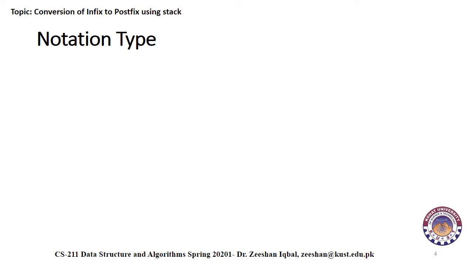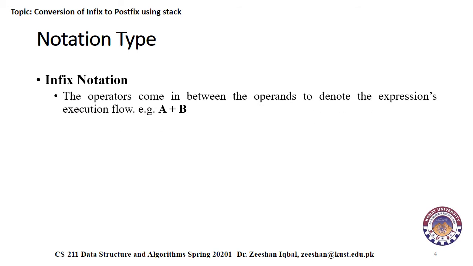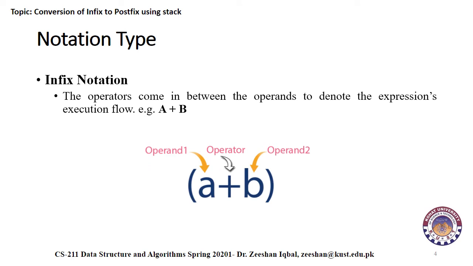We will start by discussing the notation types. In the first notation, known as infix notation, the operators come in between the operands to denote the expression execution flow. For example, a plus b. As we can see in the figure, the plus operator is between the two operands, a and b.